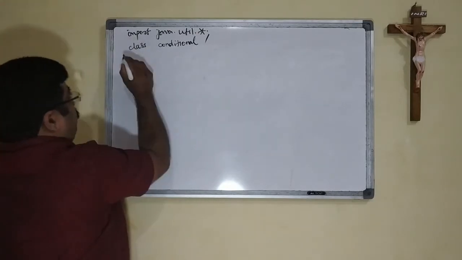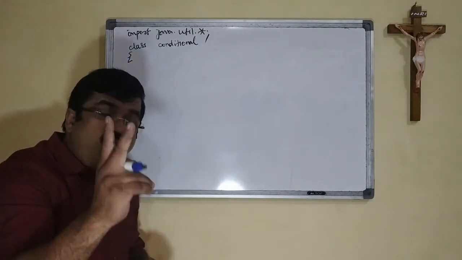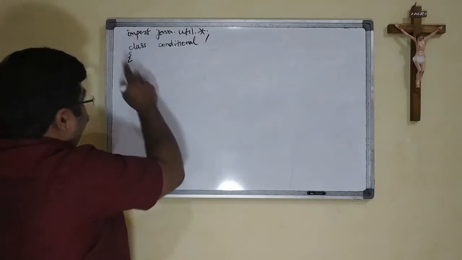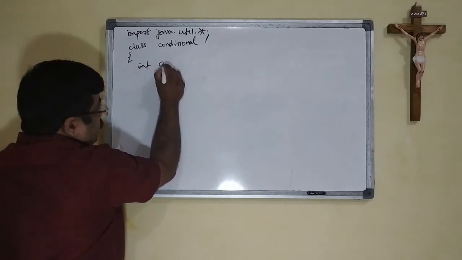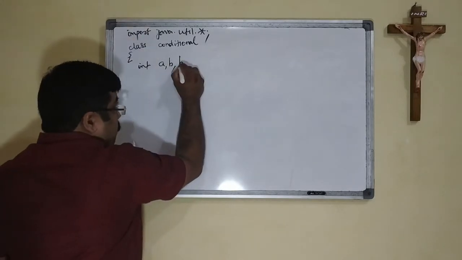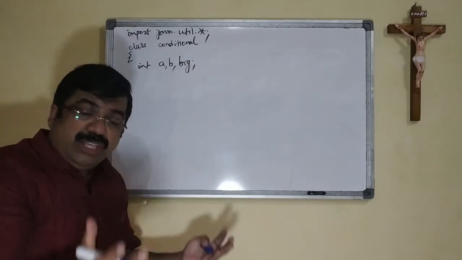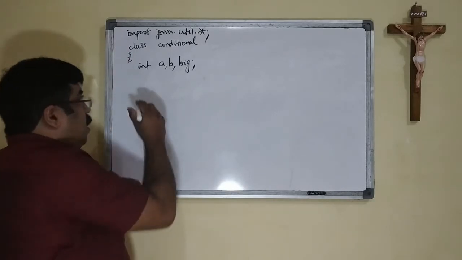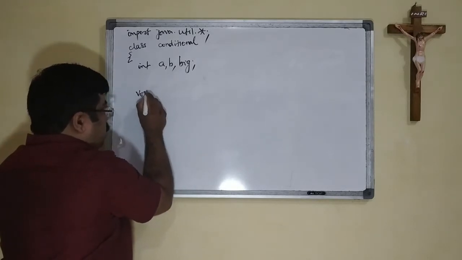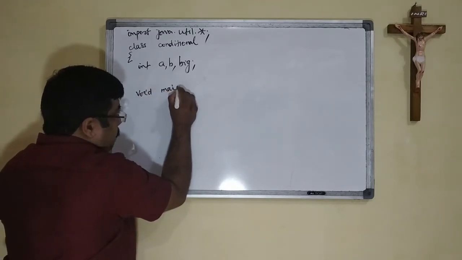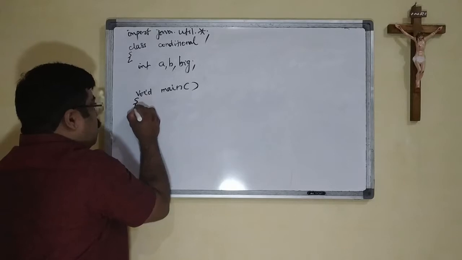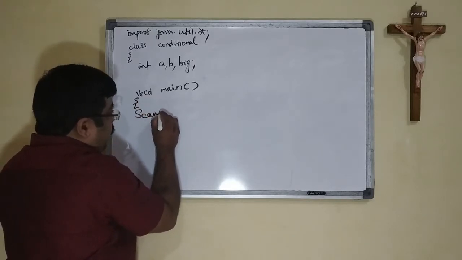We have to read two numbers because I told you we have to find the bigger among them. So int a, b, and we want to calculate the big, so the variable big is also to be declared. We have a void main. You will write the full statement, void main. After that you have to declare the Scanner class object.